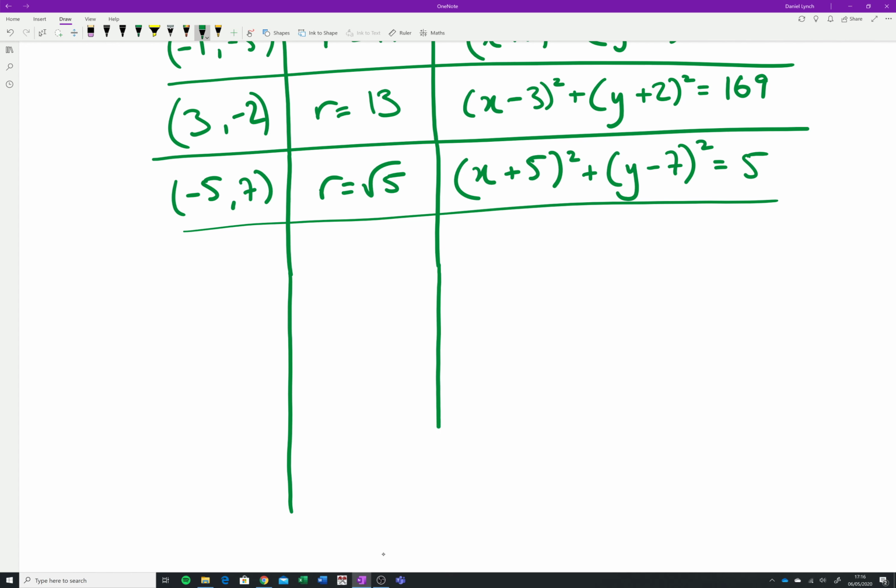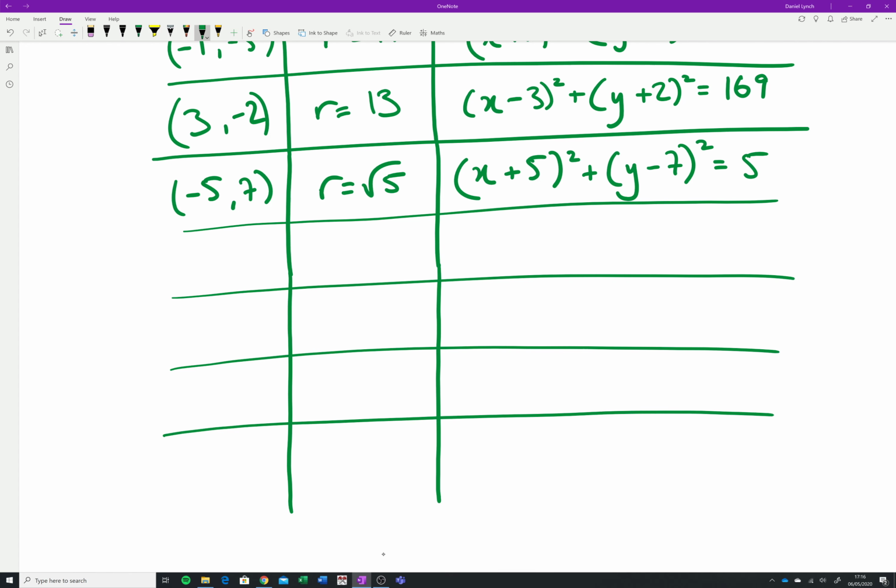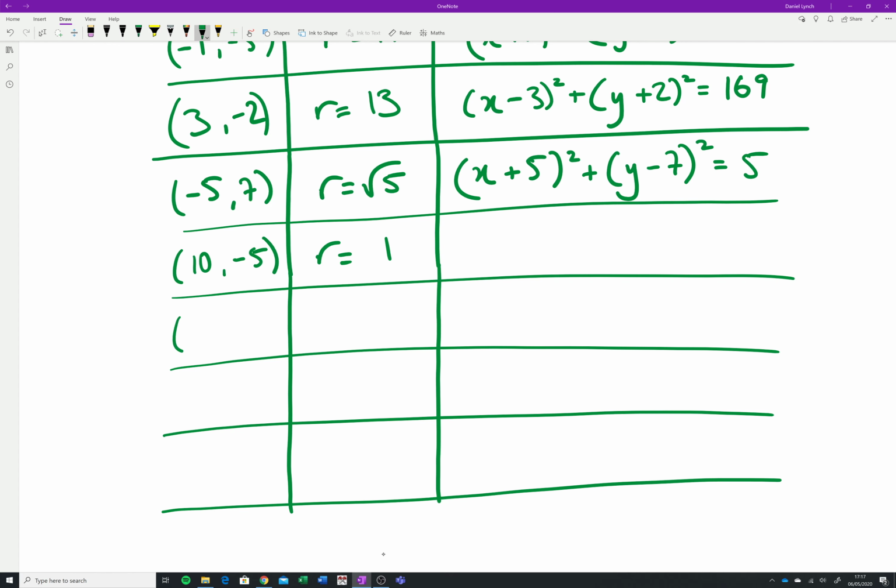I will leave you with 4 to do, just as a little bit of homework, just so you're completely confident with it. Okay, what will we say? We will say 10, minus 5 as our center and a radius of 1. Please write down what is the equation of that circle there. We will say 6, 0. And we'll say that the radius is the square root of 2. What's that equation?